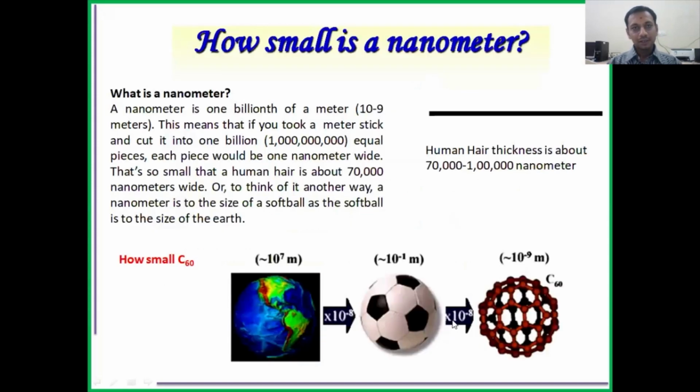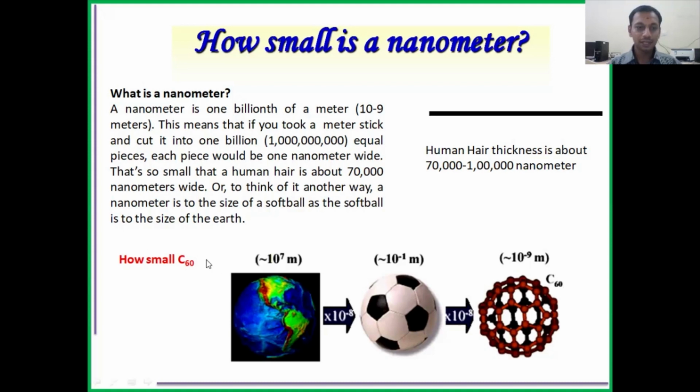Let's see how small a nanometer is. If we take the example of human hair, obviously human hair diameter or thickness varies from person to person, but even so, to help you understand, one human hair diameter or thickness is 70,000 to 100,000 nanometers. So it's around 70,000 to 1 lakh nanometer size.